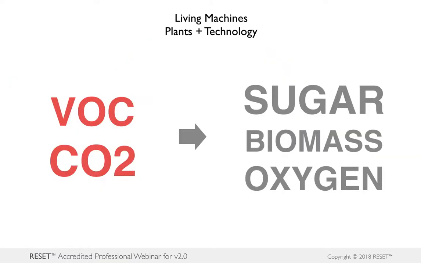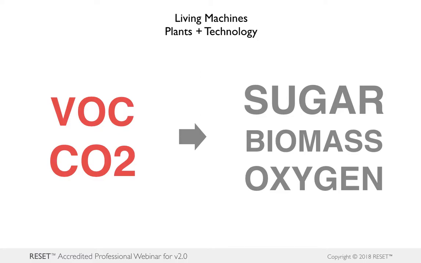Now, it's also very cool to note that, again, by asking what would nature do, we're solving multiple problems at once. You can take 2 bad things, such as VOCs and CO2, and you can convert them into 3 good things, just because plants do what plants do. So they create sugar and biomass and oxygen. They don't create nasty byproducts.